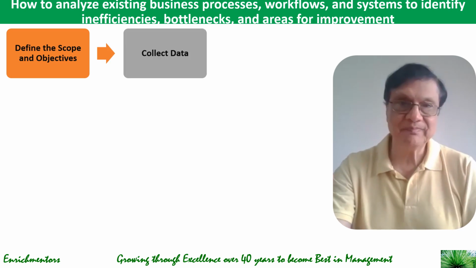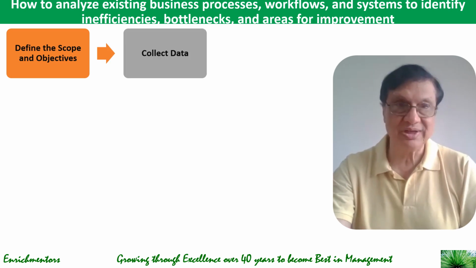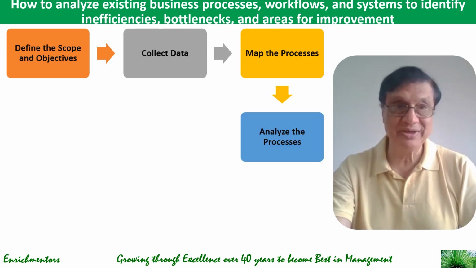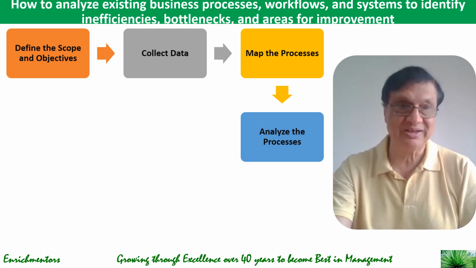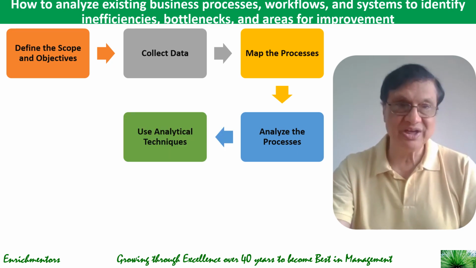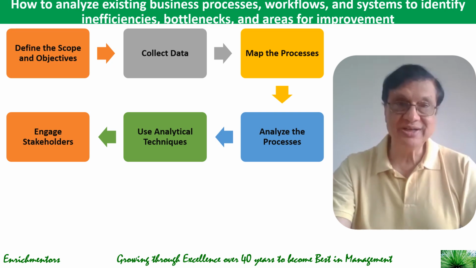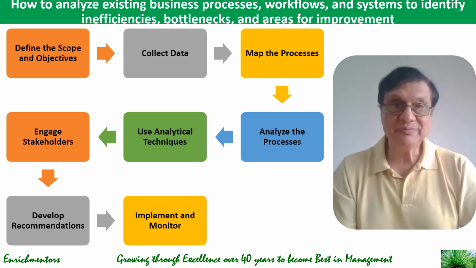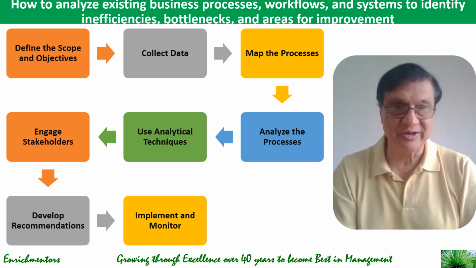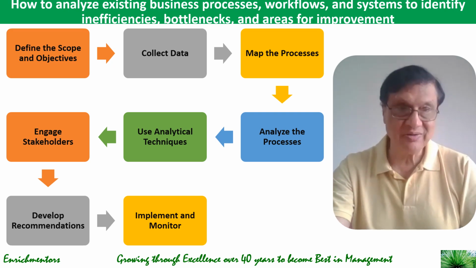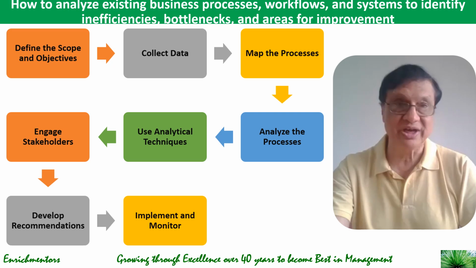Once you define the scope and objective of your work, you need to collect the data, map the processes, analyze the process. Two different steps, mapping and analyze. One is the visual part, one is the analysis part. And for analysis, you can use various analytical techniques that we will take you through. And also engaging stakeholders is a very helpful thing that you need to do. And then develop recommendations and implement and monitor in terms of what processes you should consider. So let's take a look at each of these in some detail, starting with defining the scope and objective.